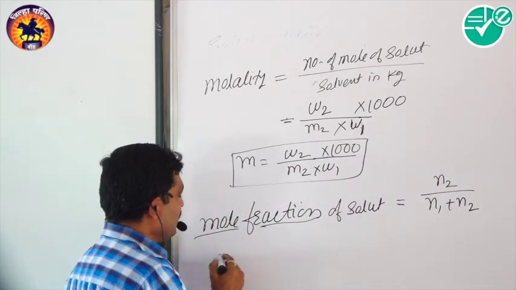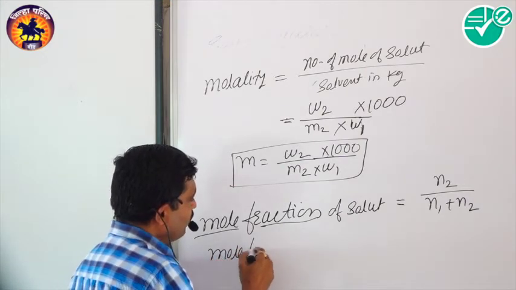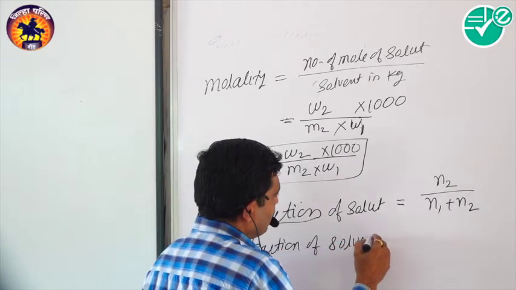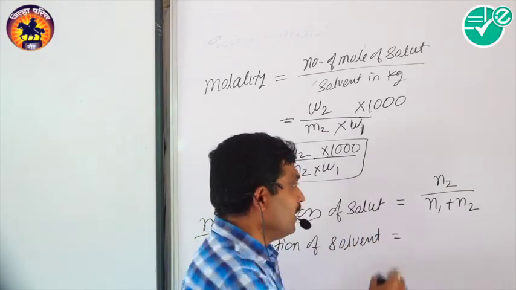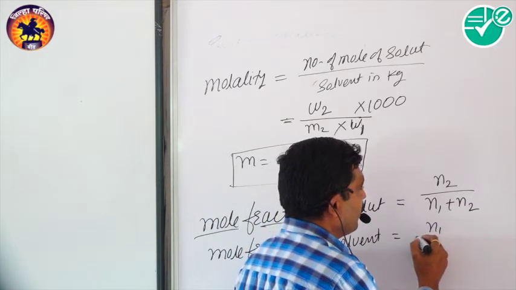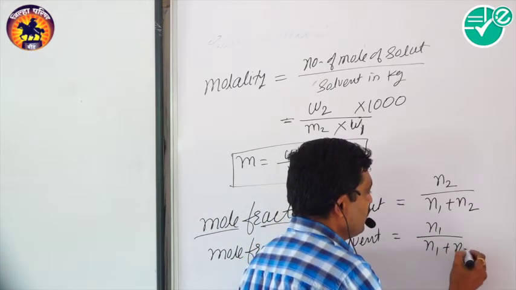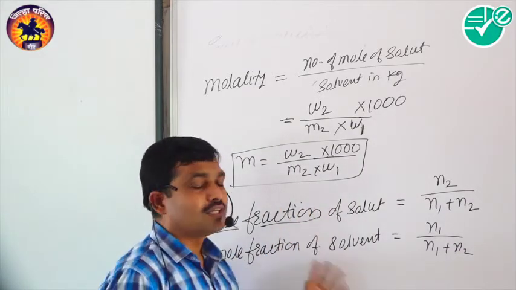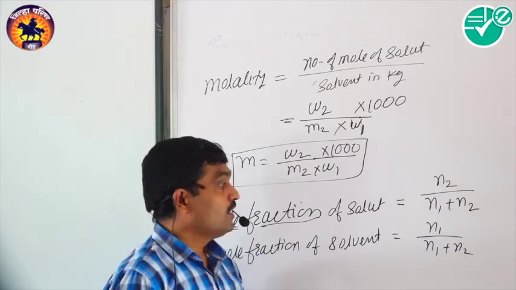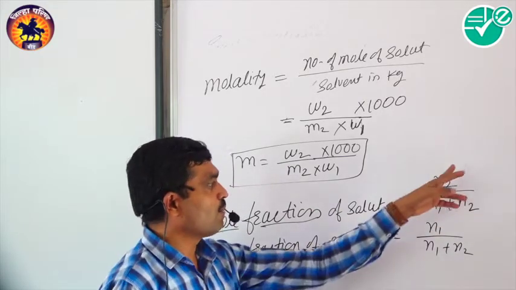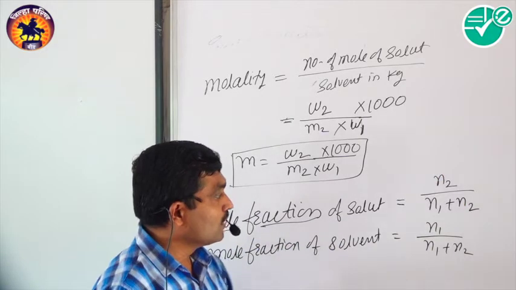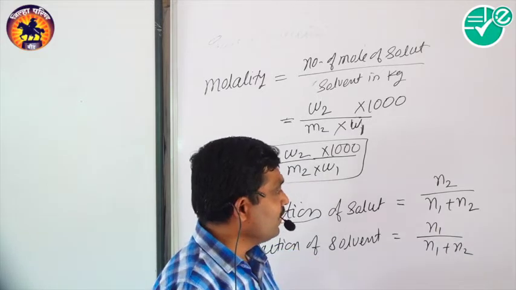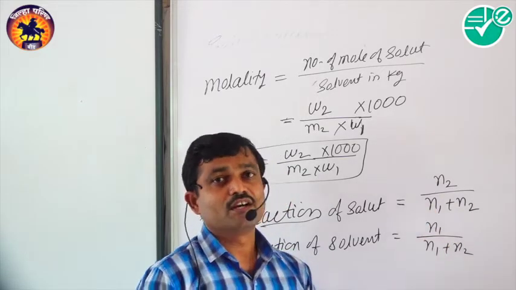Now the mole fraction of the solvent is n1 divided by n1 plus n2. In this way, we have the mole fraction of the solute and the mole fraction of the solvent. It is the ratio between the number of moles of one component to the total number of moles of all the components present. Only two components are there, therefore we say n1 plus n2.